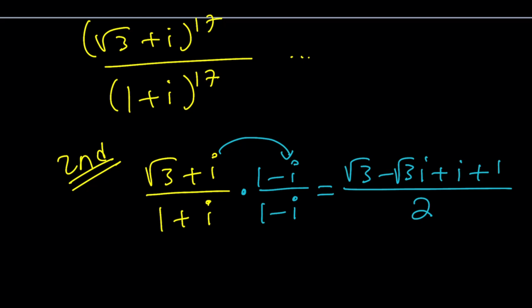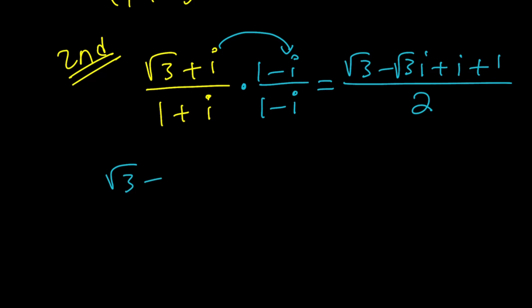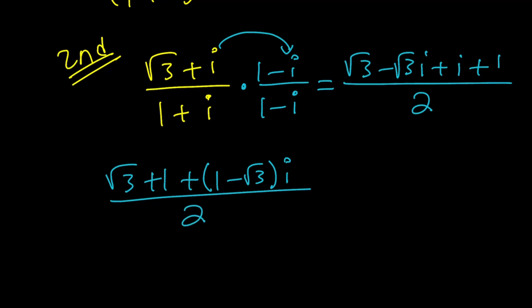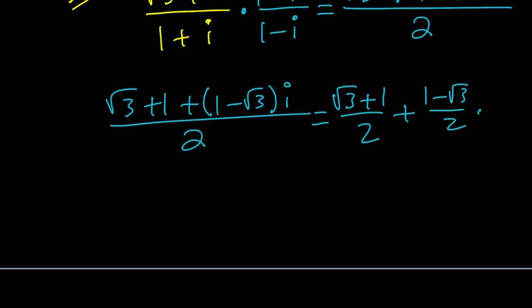Well, we get square root of 3 plus 1 in the real part, and the imaginary part is 1 minus root 3. That's going to be multiplied by i, and all of that is divided by 2, which means the real and imaginary parts are both divided by 2. So we can separate these two things and write it as root 3 plus 1 over 2 plus 1 minus root 3 over 2 times i. And you can clearly see the real part and the imaginary part, right?